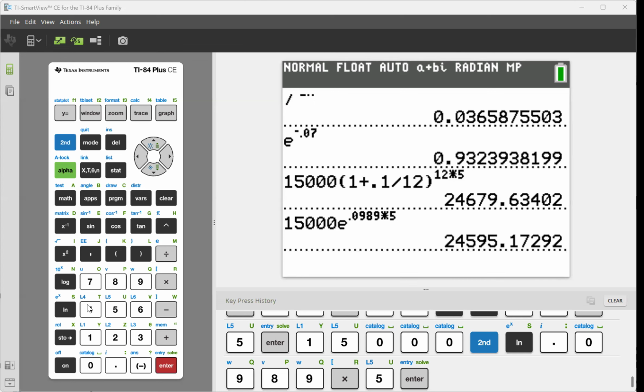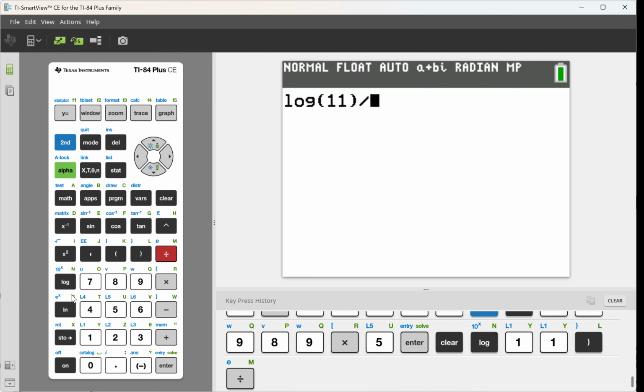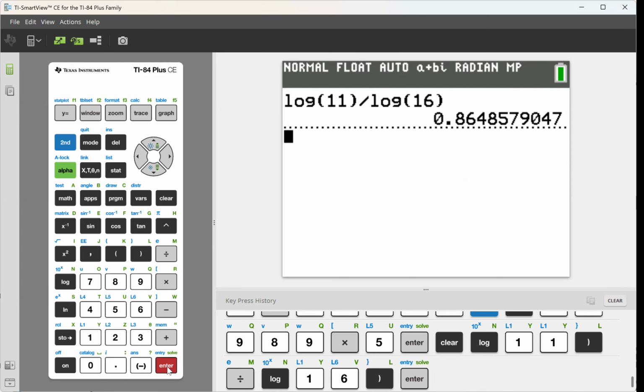So let me clear out my screen here. I'm going to take the common log of 11. Be sure you close those parentheses and divide that by the log of the base, which was 16. So the common log base 10 of 16. Close those parentheses. And I get 0.8648579.